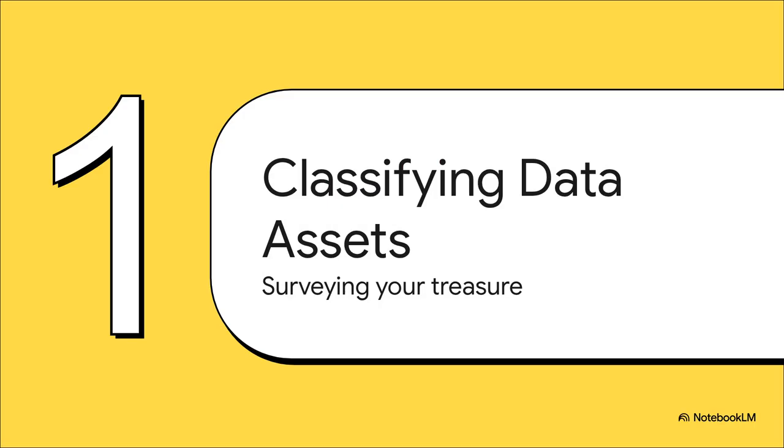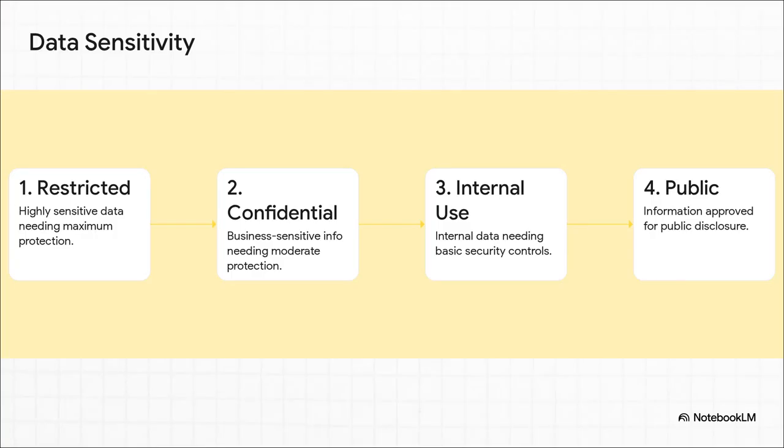Okay, first things first. You can't just start building a fortress without knowing what you're protecting, right? You've got to survey the treasure first. So step 1 is all about classifying your data assets. And this usually breaks down into 4 main levels. You've got your restricted data. Think of these as the crown jewels, the stuff that needs the absolute tightest security. Then you've got confidential and internal use data. And finally, there's public info, which is okay for everyone to see.